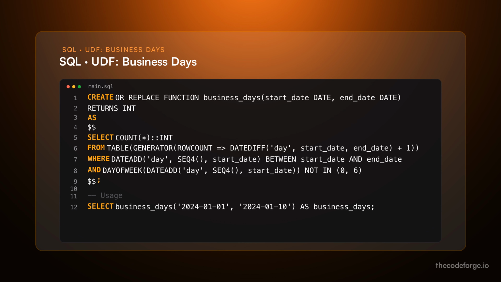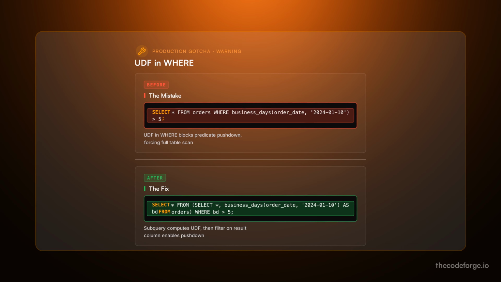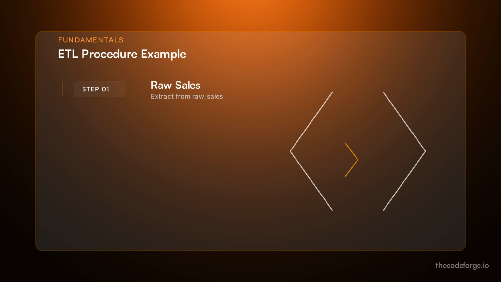Avoid UDFs in where clauses on large tables as they may prevent predicate pushdown. A UDF in where forces a full table scan because Snowflake can't push down the predicate. The fix wraps the query in a subquery, computing the UDF as a column first, then filters on that column, allowing pushdown to work.